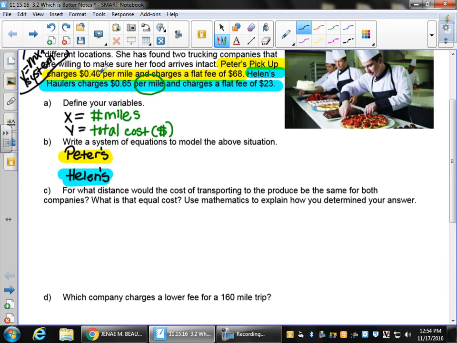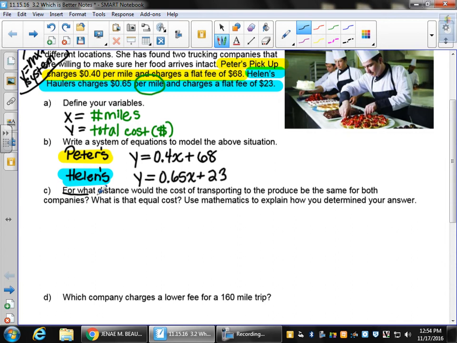So what do you know about Peter? Well, it says for Peter, charges 40 cents per mile. So right away, I know that will be my mx part. So 0.4x, 40 cents per mile, plus a flat rate fee of $68. Helen, her company charges 65 cents per mile, 0.65x, plus 23. Flat fee of 23. We have our system, and now we're ready to answer the question.